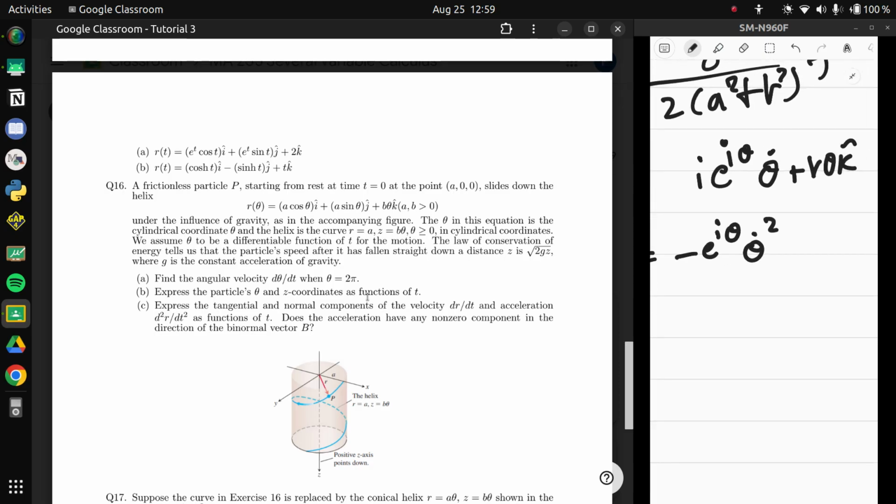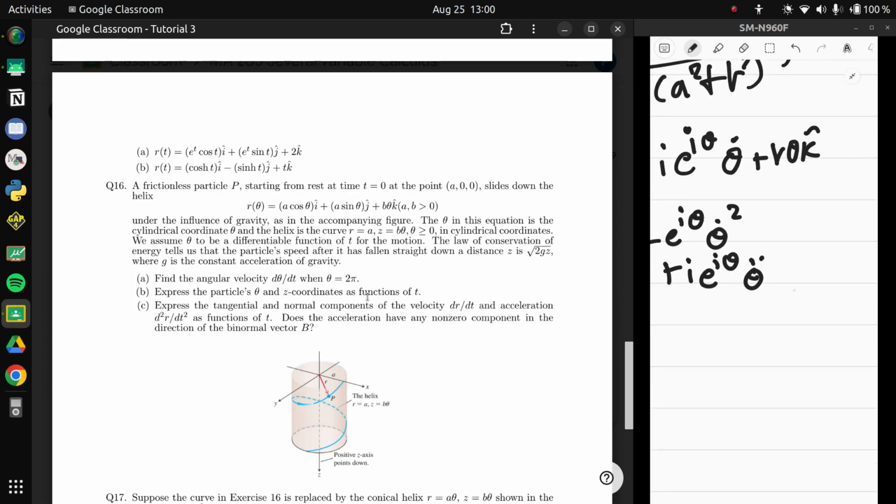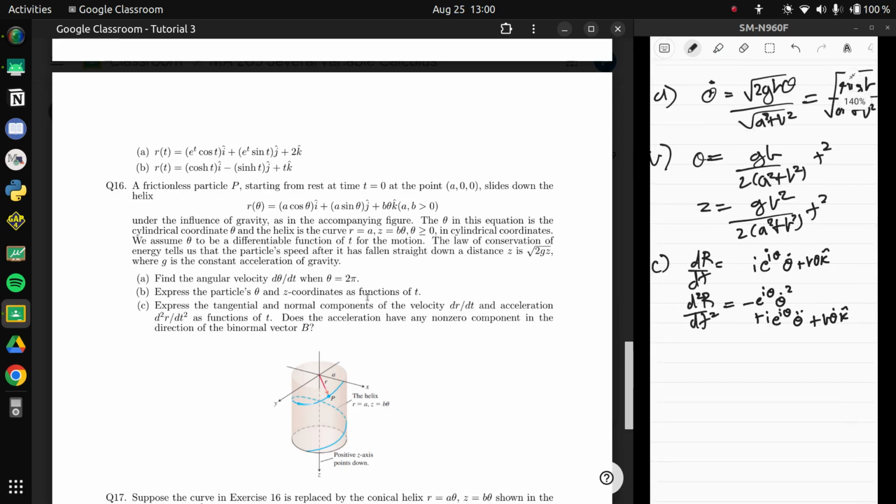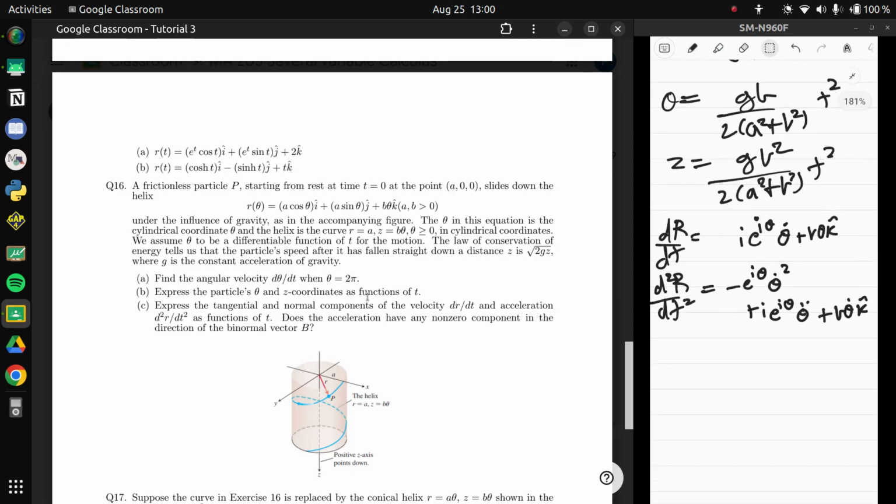we just have minus e to the i theta times theta dot squared, plus i e to the i theta times theta double dot, plus b theta double dot k hat. Now one could find the binormal vector by taking the cross product. So I'm going to write everything in this basis: e to the i theta, i e to the i theta, and k hat. Writing everything in that basis gives me an advantage, since I can do some very simple calculations.